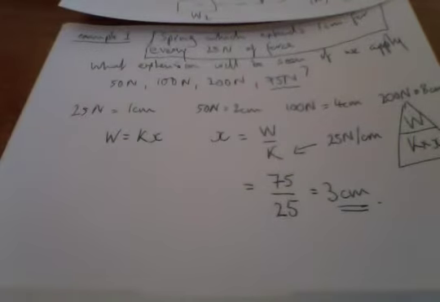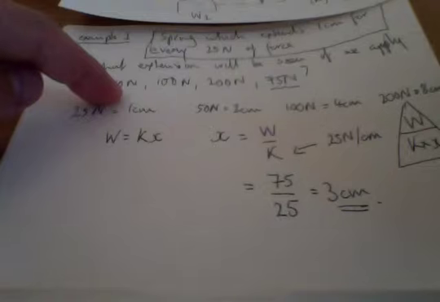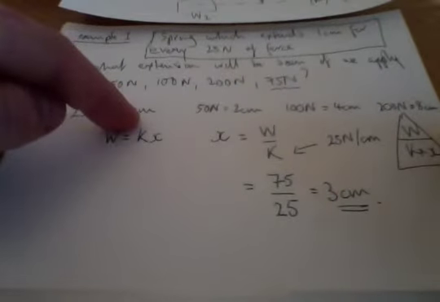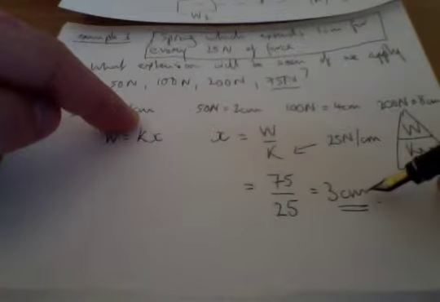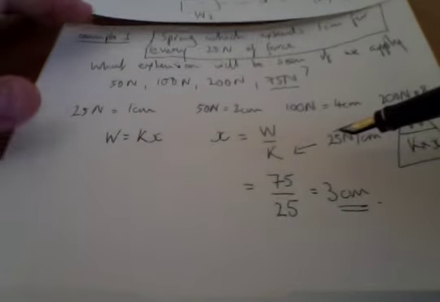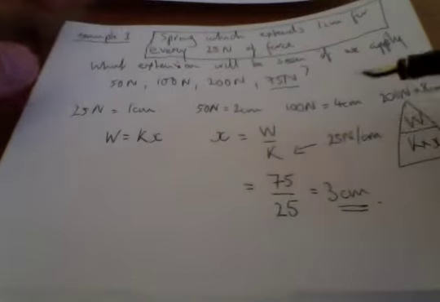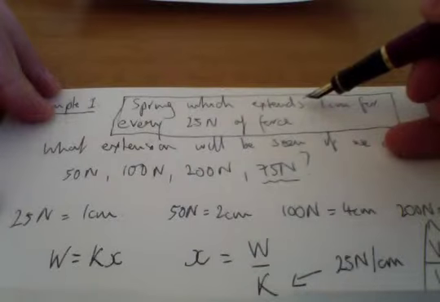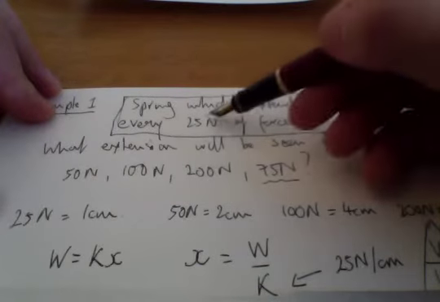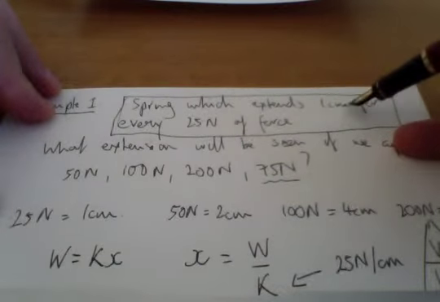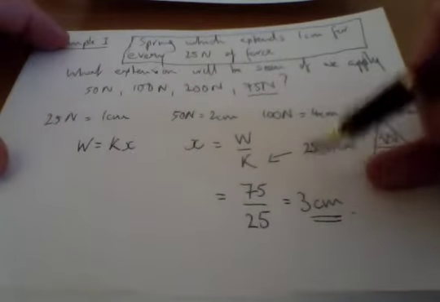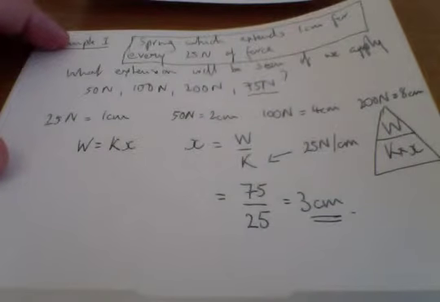Now you should have worked that out anyway, because if you know that 25 represents 1 centimetre, then you have 3 times that. So therefore you have 3 centimetres. But don't be afraid of using that equation, as long as you understand this idea that the spring constant is effectively saying how much force is needed to extend it by 1 centimetre. So therefore that's what this value of k is. It often confuses people. Okay, let's give another example.